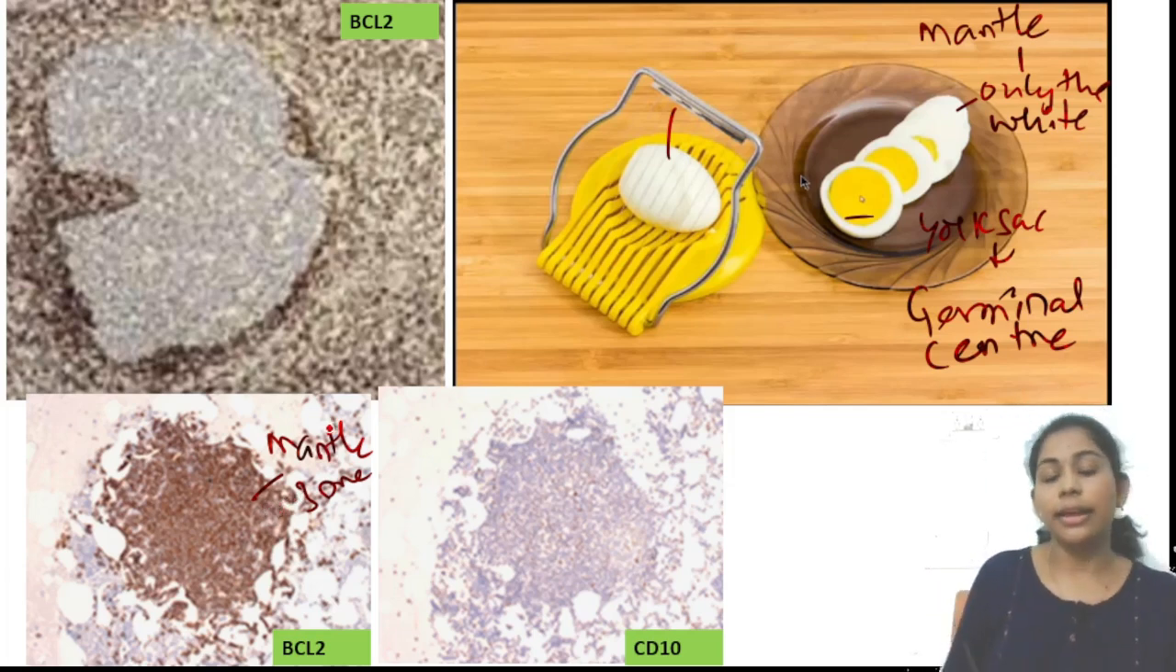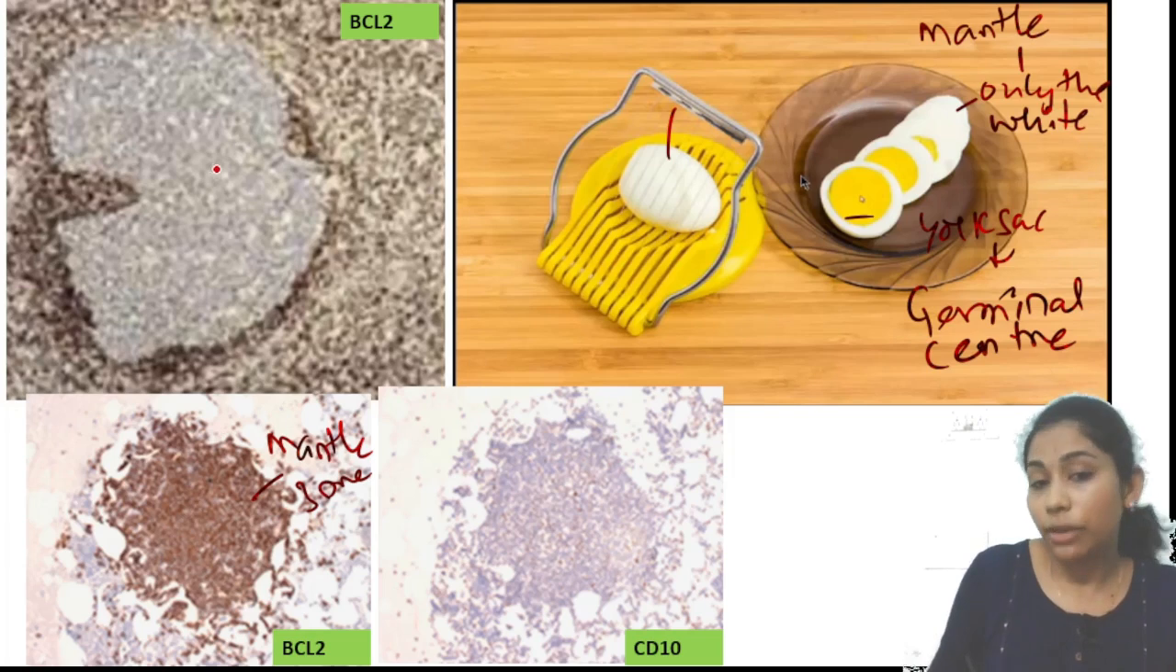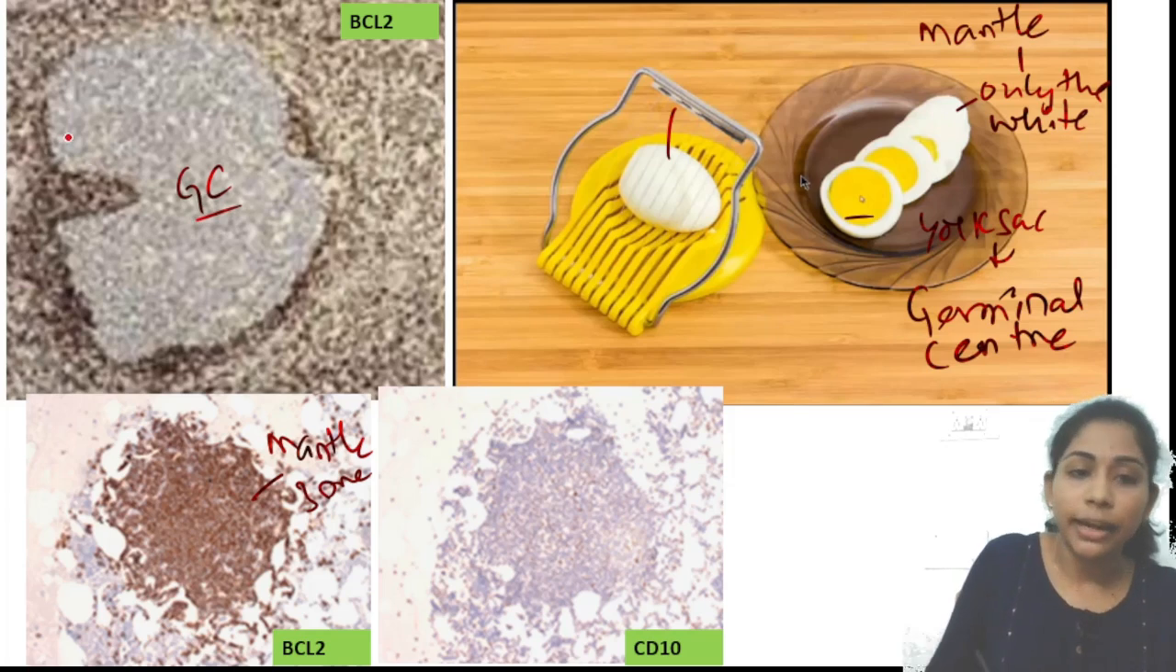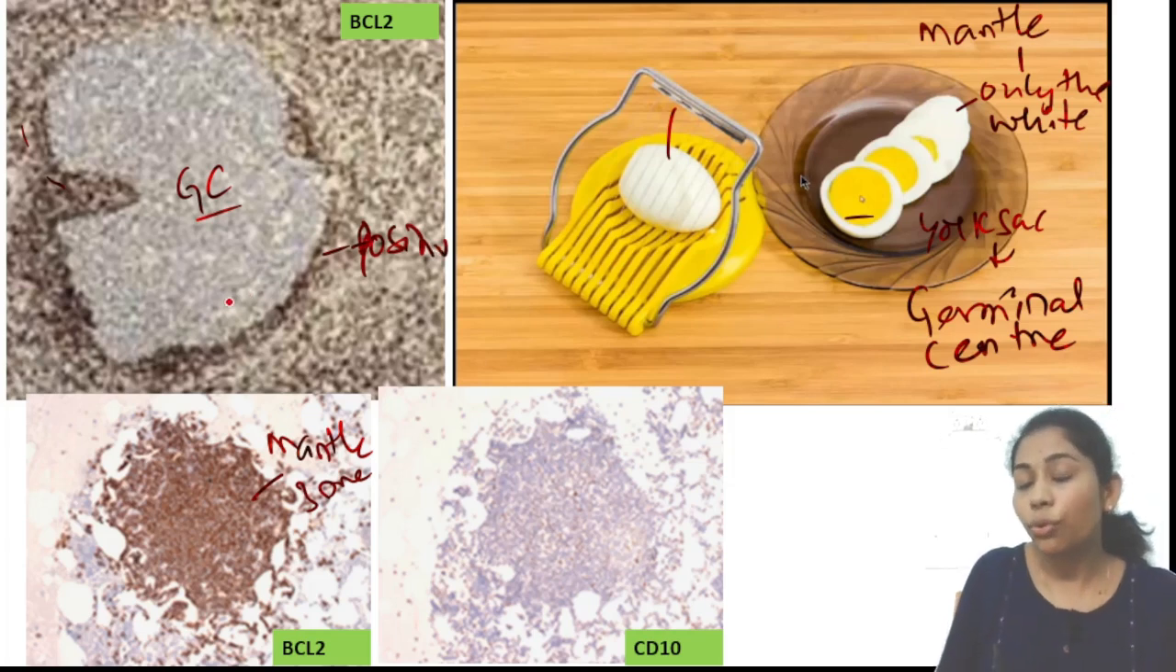Paracortical T cells, right? So this is nothing but the mantle zone. And in the subsequent sections, here this is the germinal center. Now the germinal center came out. So here, see the BCL2 marker, again it is negative, and it is surrounded by the mantle zone B cells, which are again positive. Now you understand?